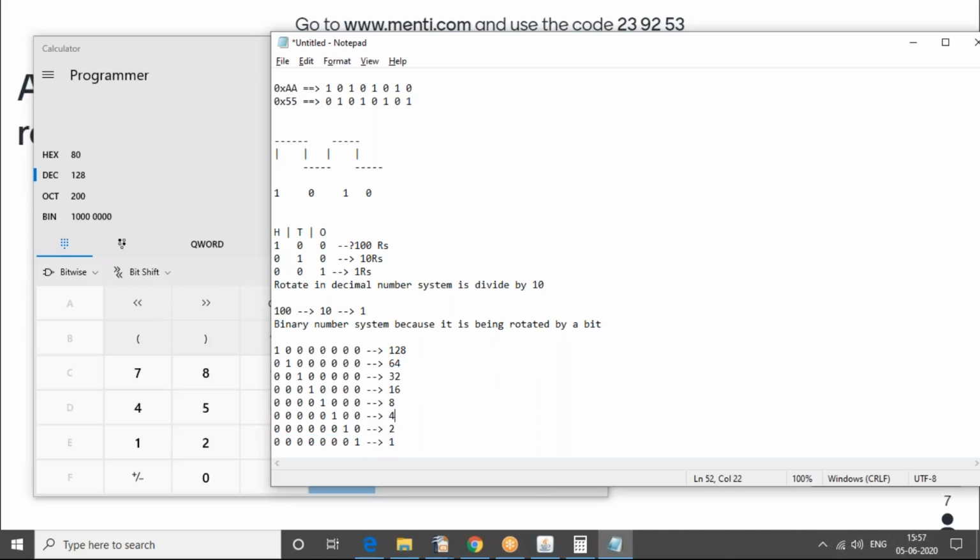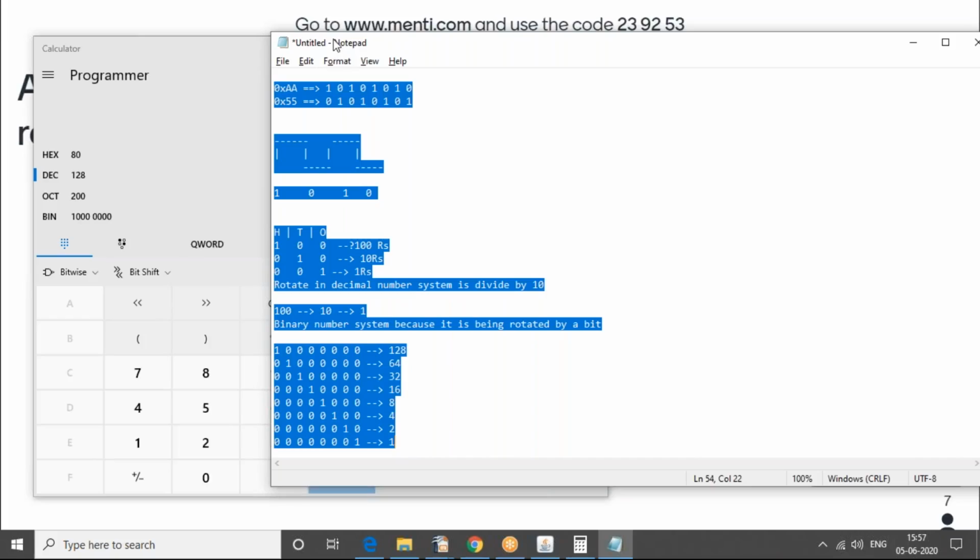I hope the text is visible. Well, anyway, for the sake of it, increase the font size a bit.